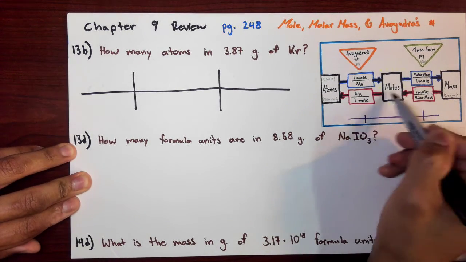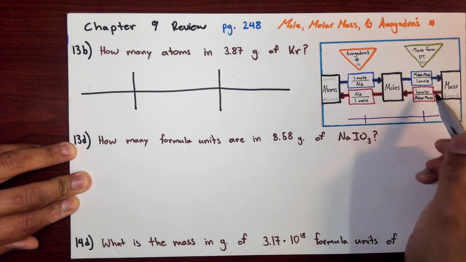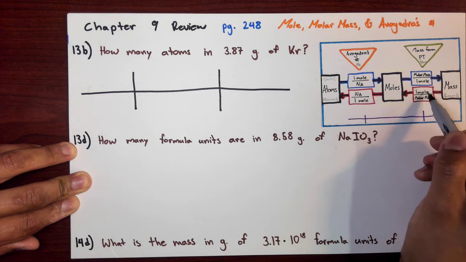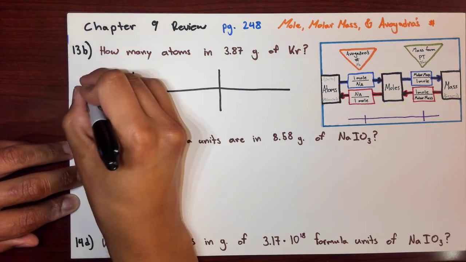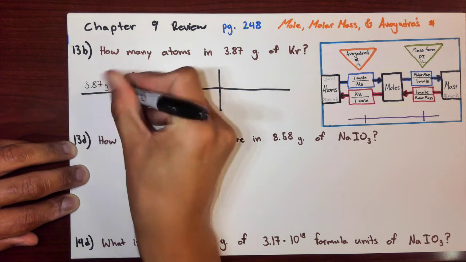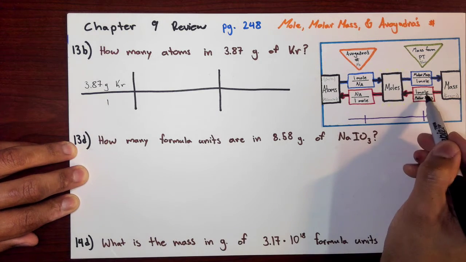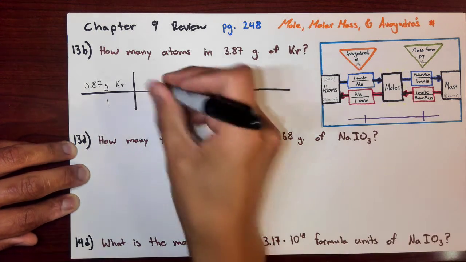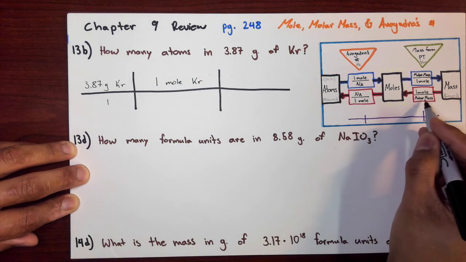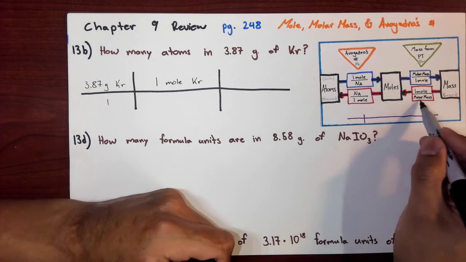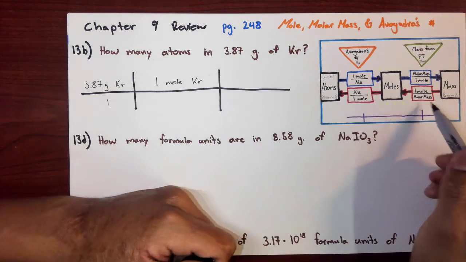So we're going from mass all the way to atoms, which means our first conversion factor is going to be from mass to moles, which is 1 mole over the molar mass. So let's start with the grams that we have. 3.87 grams of krypton over 1, right? That's all that we put. Now we're going to go ahead and put this 1 mole of krypton is going to be how much of the molar mass of krypton, okay, over how much of the molar mass of krypton.